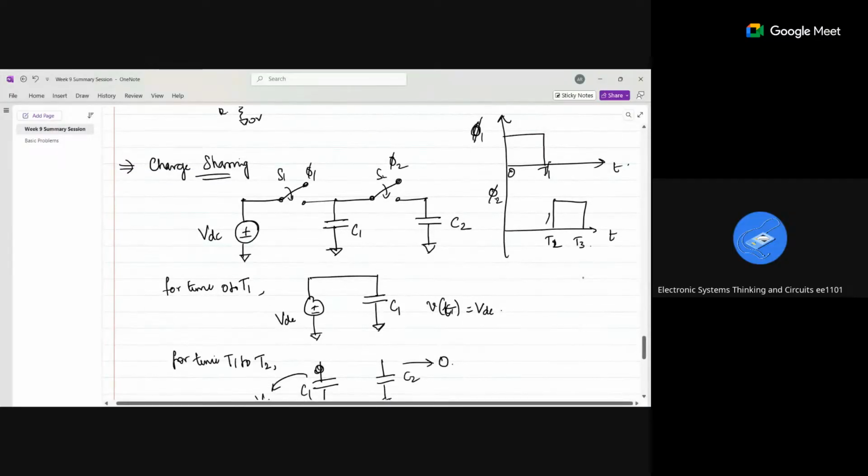From 0 to T1, only my switch S1 is closed and my switch S2 is open. So basically, this switch is open, so current will not be flowing. I'm not considering that part. I'm considering only VDC and C1. So initially, what is the voltage across capacitor C1 at the 0th time?